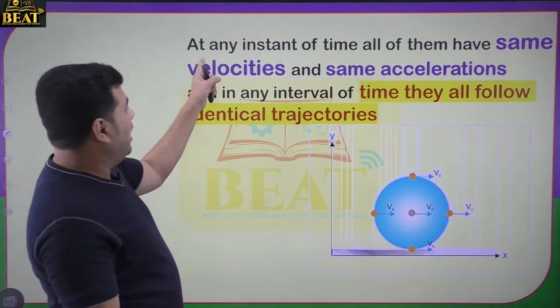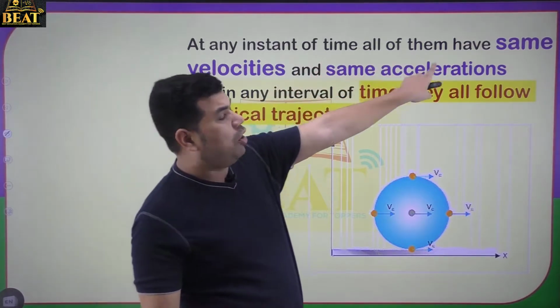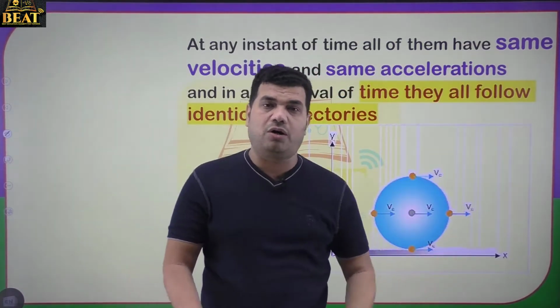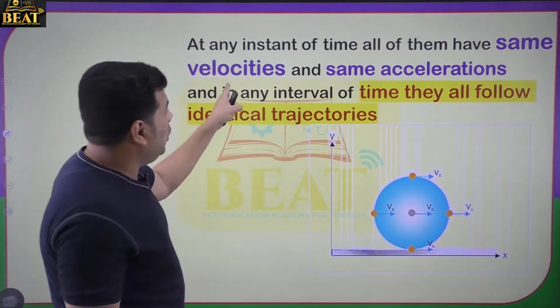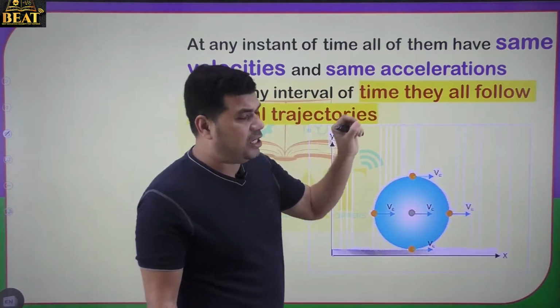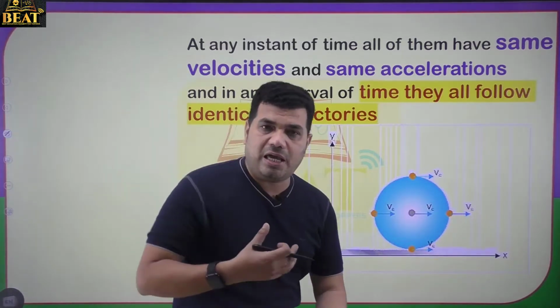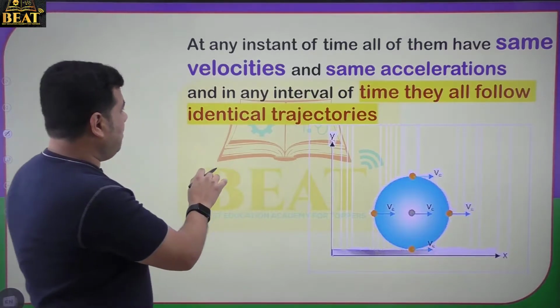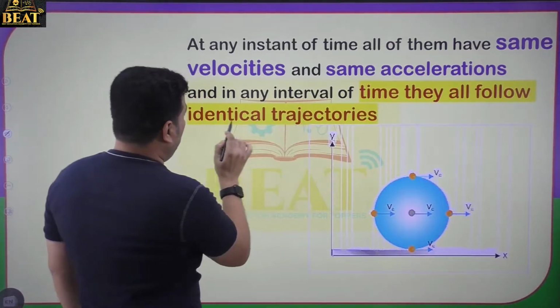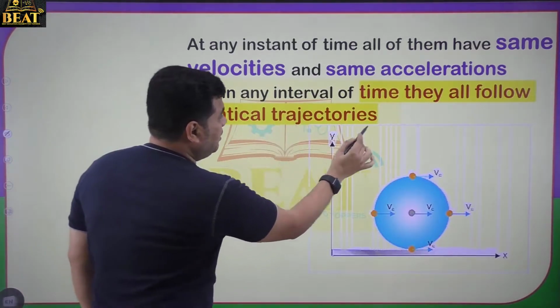As you can see here, at any instant of time, all of the particles have the same velocities, same acceleration, same path, same sense of motion, same sense of rotation. All are moving on the same path at any interval of time. They all follow identical trajectories.